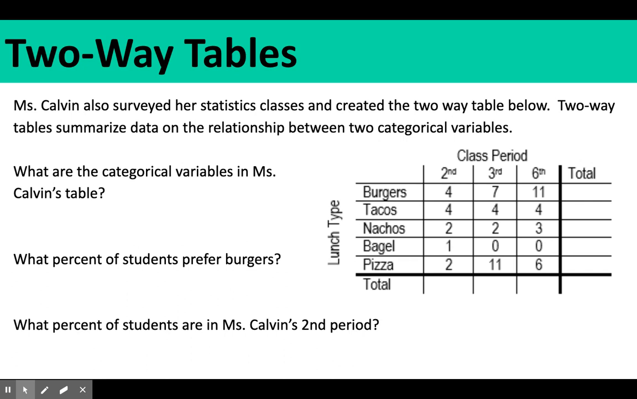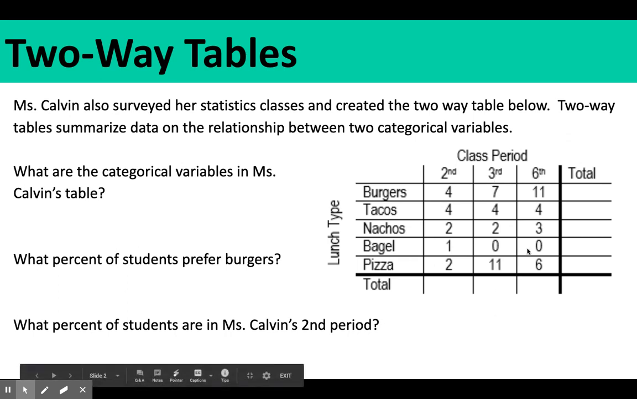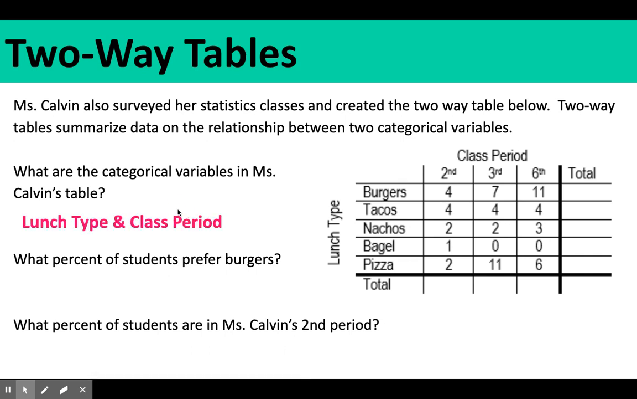Miss Calvin, that is me, also surveyed her statistics classes and created the two-way table below. Two-way tables summarize data on the relationship between two categorical variables. Now, instead of just having the one variable that we talked about in the first part of this lesson, where we just talked about the different lunch types, burgers, tacos, nachos, bagel, and pizza, we also have a second variable, which is what class period the person who answered the survey question was in. So I have second period, third period, and sixth period. We have those two variables, the lunch type and the class period.